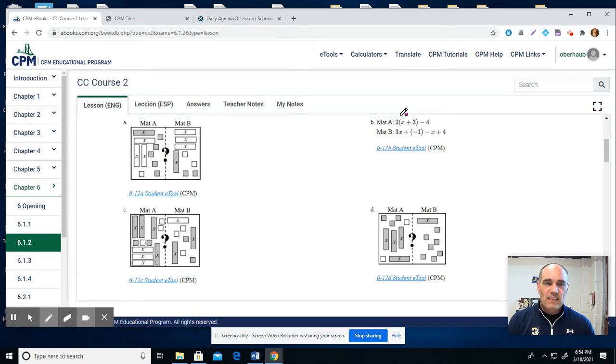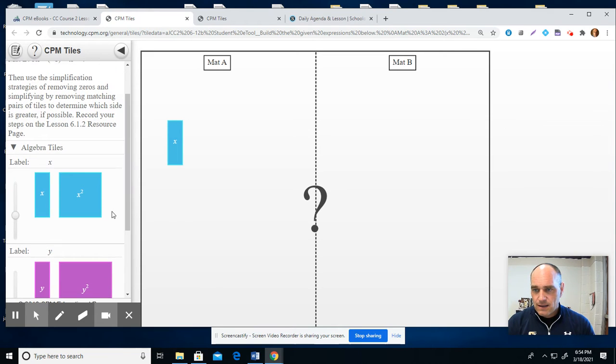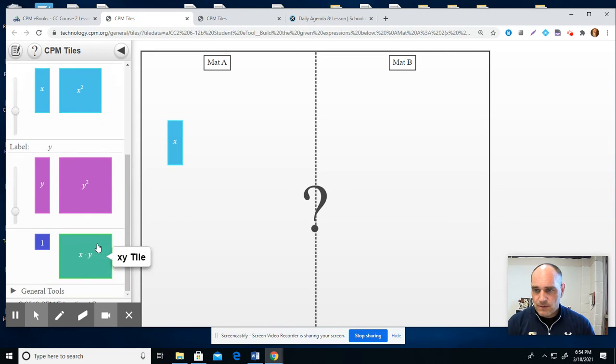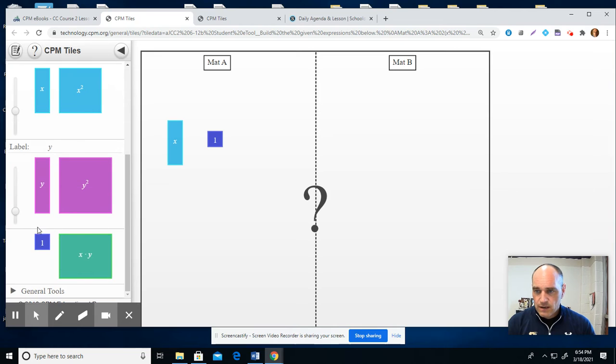Part B, they give me this expression, and I'm going to use the mat. So I'm going to click on my tool. And let's see, now I have to actually put these on the mat. All right, so here's mat A. I have two groups of x plus 3. So I have an x. Let's make sure we understand how to do this. Oh, I need x plus 3. So here is my x plus 3.